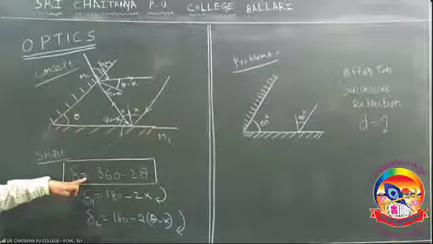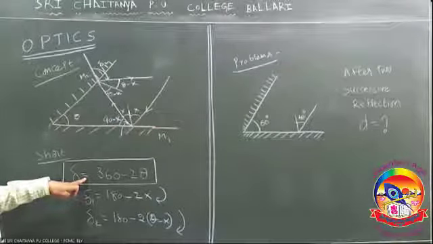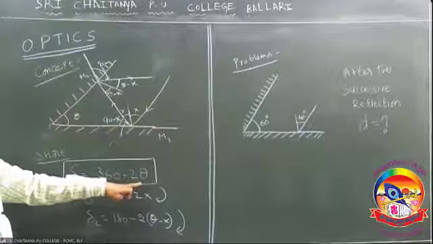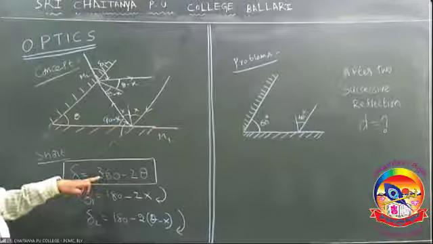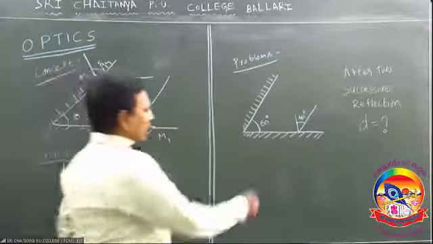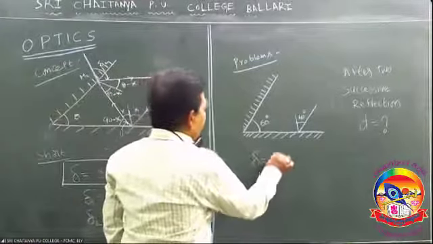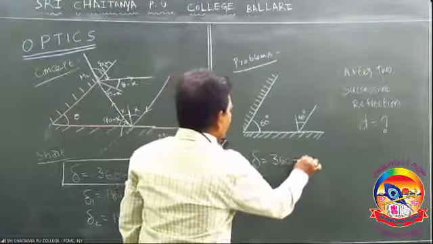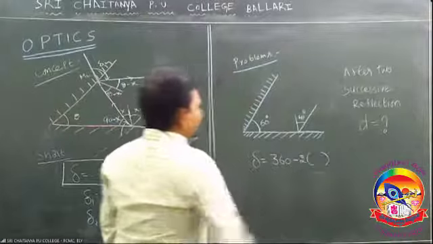What is the shortcut? Total deviation is independent of i. It only depends upon theta. Directly, I will use this formula. So delta, the total deviation, is equal to 360 minus 2 into theta.